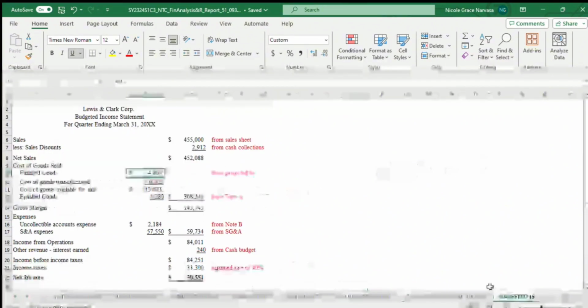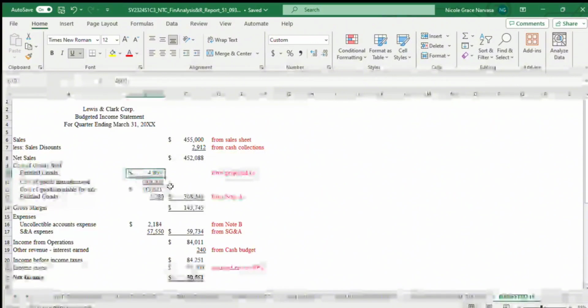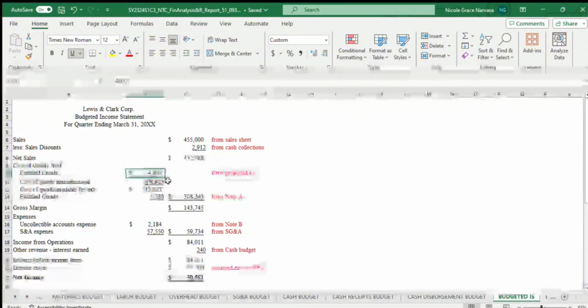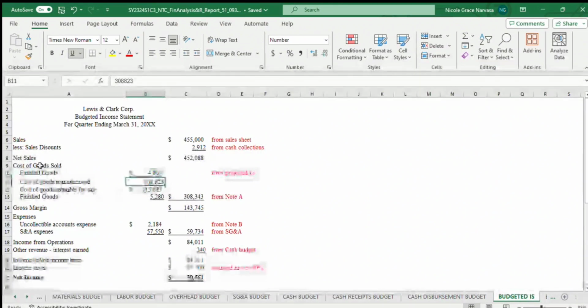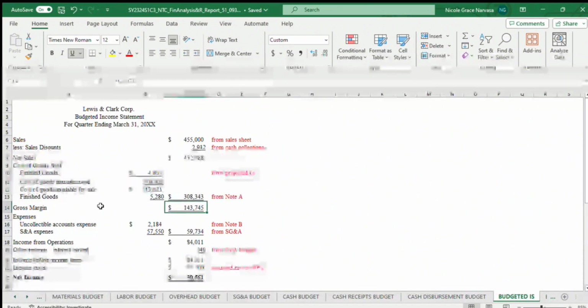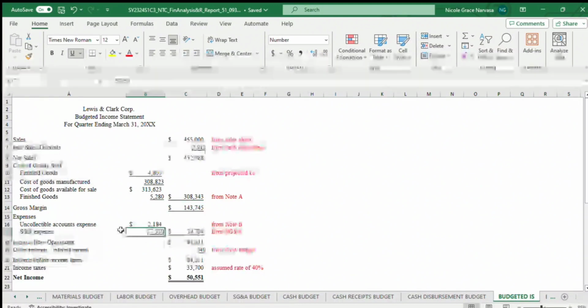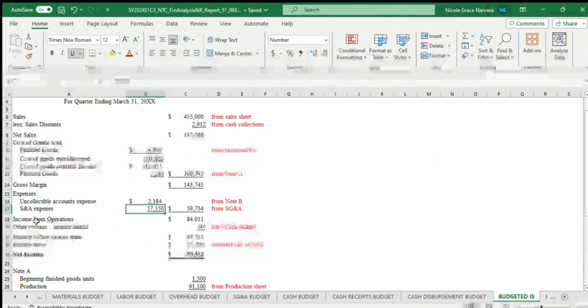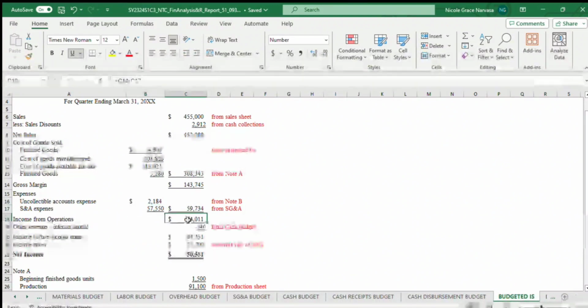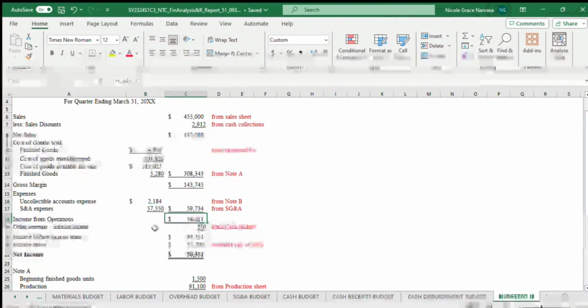So that's it. Cost of goods sold is 48, finished goods 48, and cost of goods manufactured is 308. So we are going to get a gross margin of 143,745. For the expenses, uncollectible accounts expense is 2,184 with S&A expense of 57,550. And for the income from operations, it's 84,011.